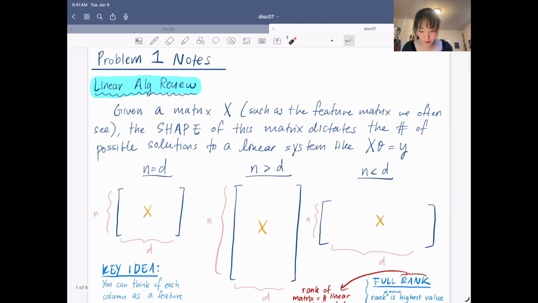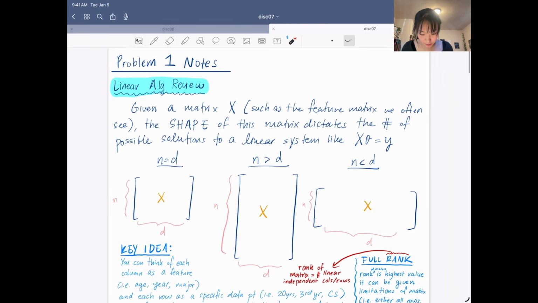And so for linear algebra review, the first thing I wanted to do is identify 3 kinds of feature matrix situations that we might be in and what each of those situations implicate. Given a matrix X, such as a feature matrix that we often see in machine learning, the shape of this matrix dictates the number of possible solutions to a linear system, like X theta equals y. And that becomes really important later on.